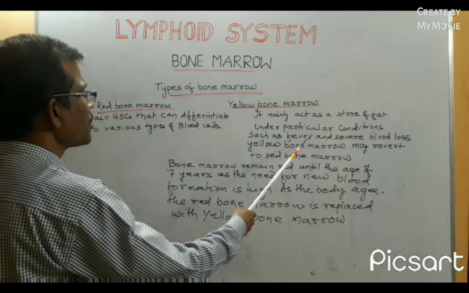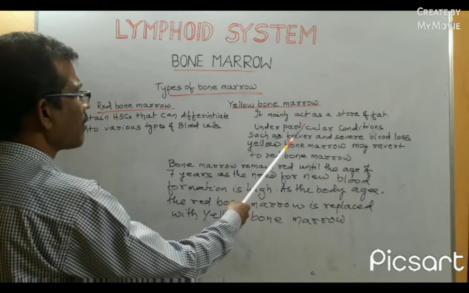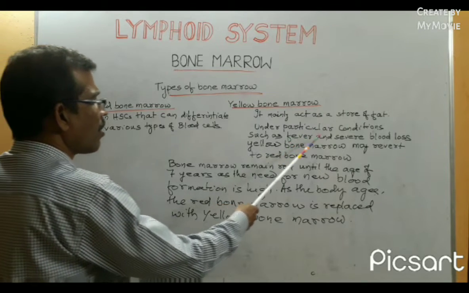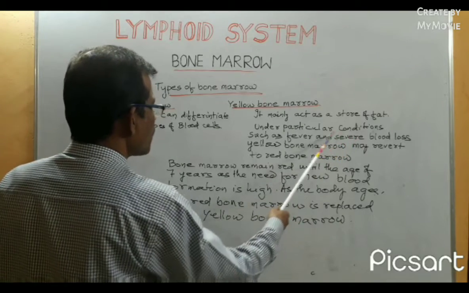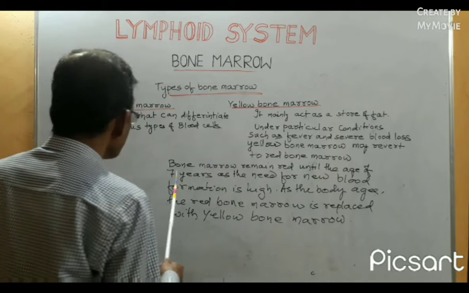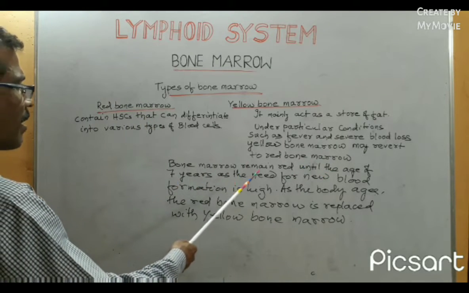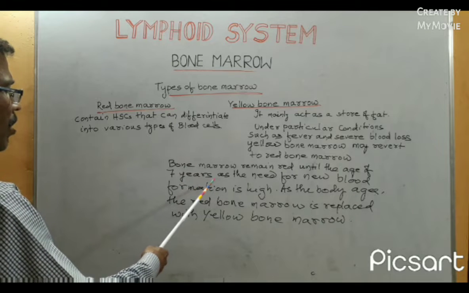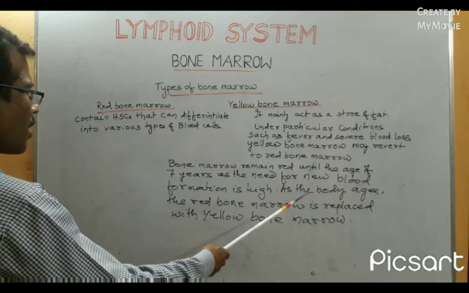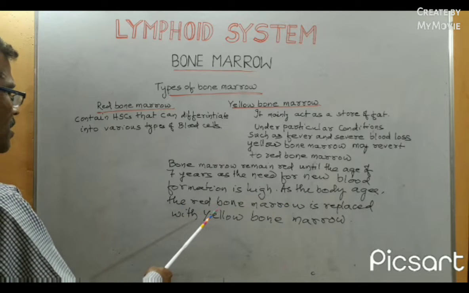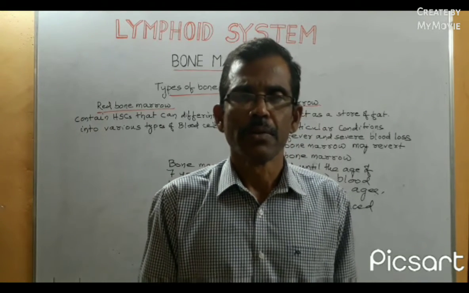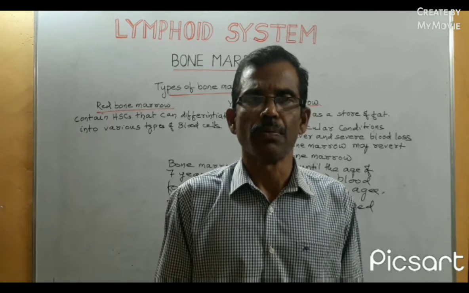Under particular conditions, the yellow bone marrow plays a very important role. For example, during fever or when there is severe blood loss, the yellow bone marrow may revert to red bone marrow. The bone marrow remains red until the age of 7 years because the need for new blood formation is high. As the body ages, the red bone marrow is replaced with yellow bone marrow. This is about the structure and function of bone marrow.